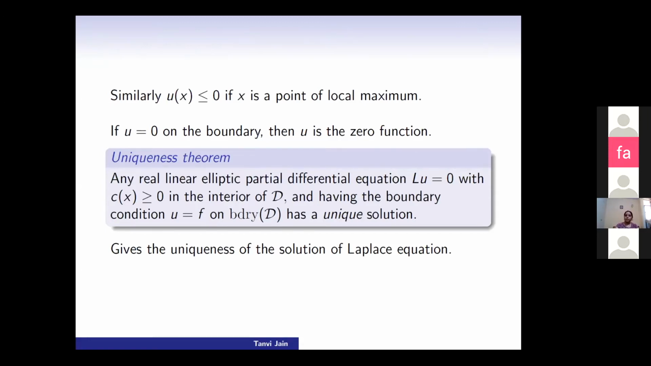So what was the result proved by Mautard? This is the uniqueness theorem that we have. If we take the boundary value problem for the real linear elliptic partial differential equation, Lu is equal to 0 with the boundary condition that u is equal to f on the boundary of D, then that will have a unique solution. If u and v are two solutions of this boundary value problem, u minus v is the solution of Lu is equal to 0 with the boundary condition that the solution is 0. And basically the previous discussion applies.